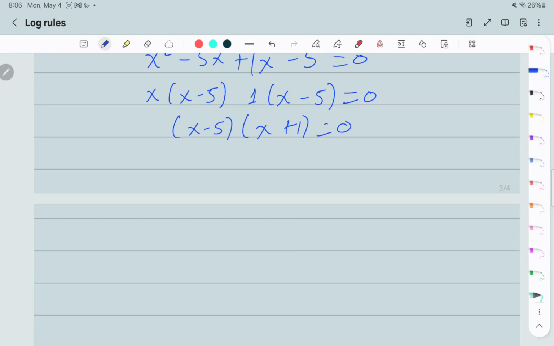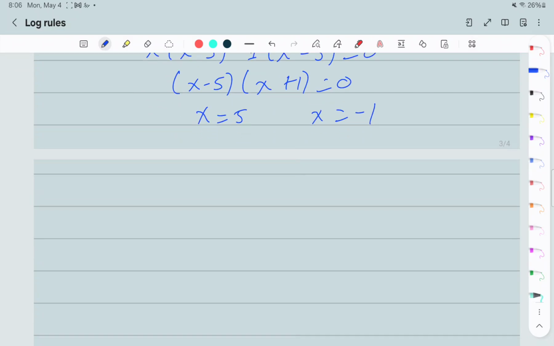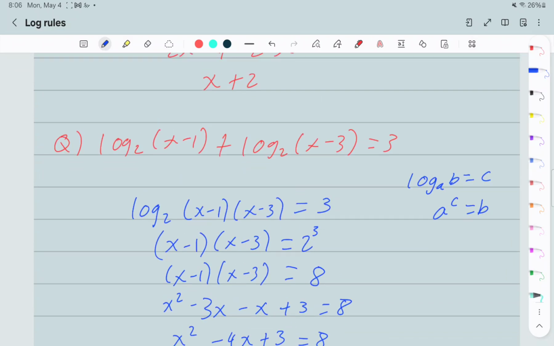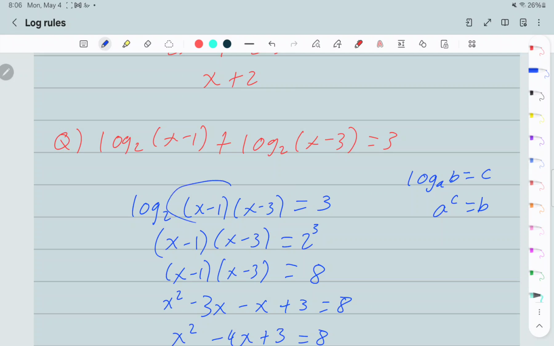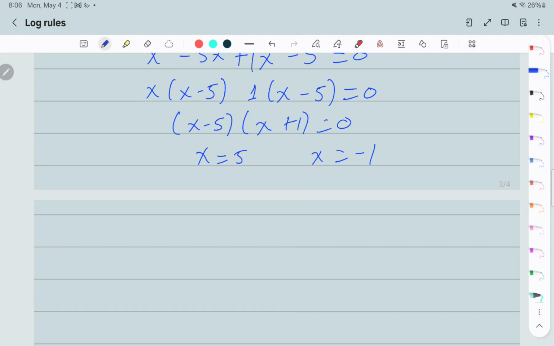Now, a lot of students think they have cracked it. They just say x equals 5 and x equals minus 1. Now, if you just leave it like that, you'll still get a 0. Why? Because this x eventually fits in the argument of the log. And what did I teach you about the argument of the log? I said the argument should always be positive.